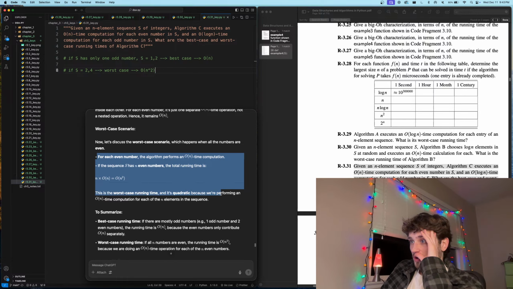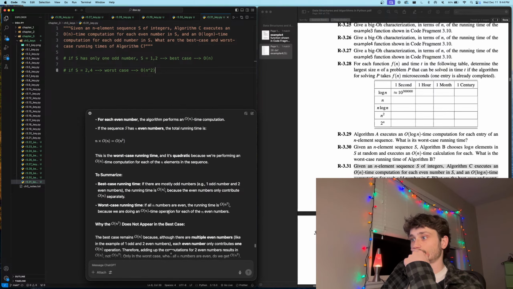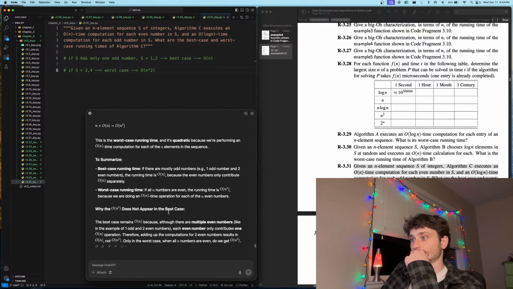It's quadratic because we're performing an O(n) time computation for each of the n elements in the sequence. To summarize, best case running time, if they're mostly odd numbers, one odd number, two even, the running time is O(n) because the even numbers only contribute O(n) separately. Although there are multiple even numbers, like the example of one odd and two even, each even number only contributes one O(n) operation. Therefore, adding up the total computations of two even numbers results in O(n), not O(n squared). Only in the worst case, when all n numbers are even, do we get O(n squared).